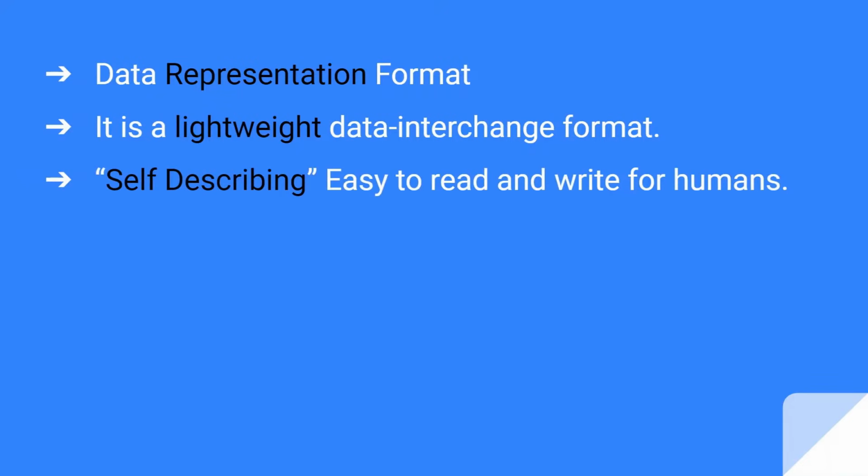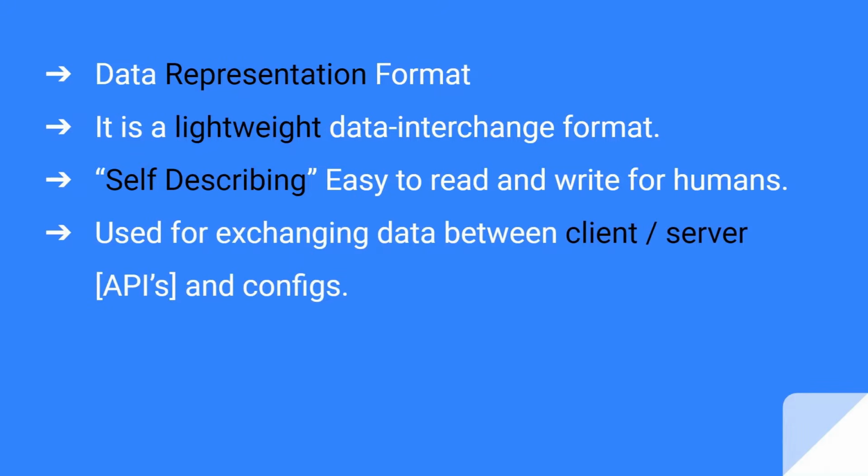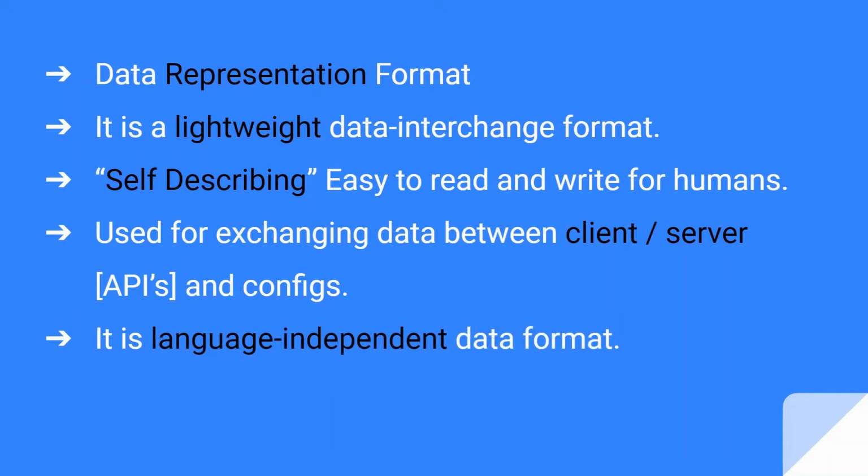JSON is self-describing, and that is the reason it is easy to read and write. Unlike XML, we don't have to deal with lots of closing and opening tags. JSON is widely used over the internet for exchanging data between client and server in the form of APIs, and also used for configs in various text editors like Visual Studio Code, Sublime, etc. JSON also supports and integrates with almost all languages. So it is language independent, and most languages have a JSON parser.